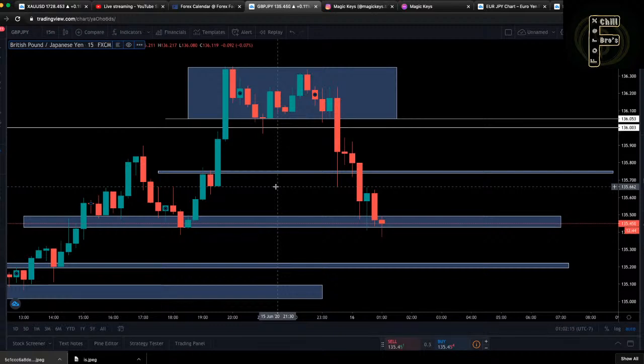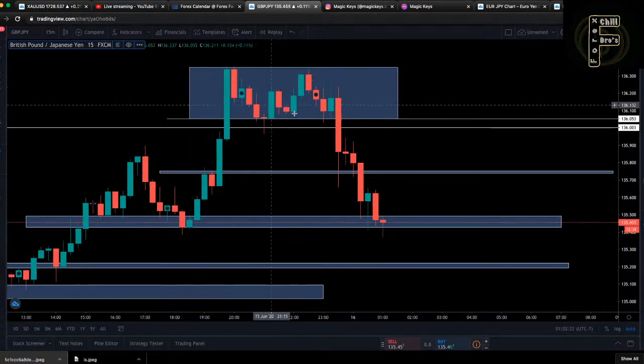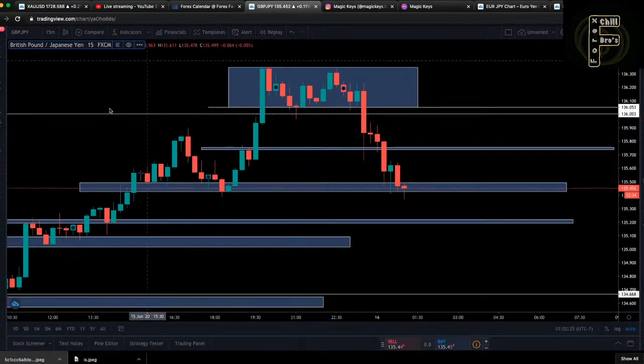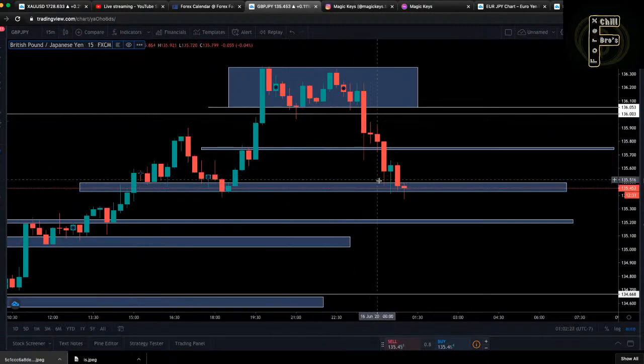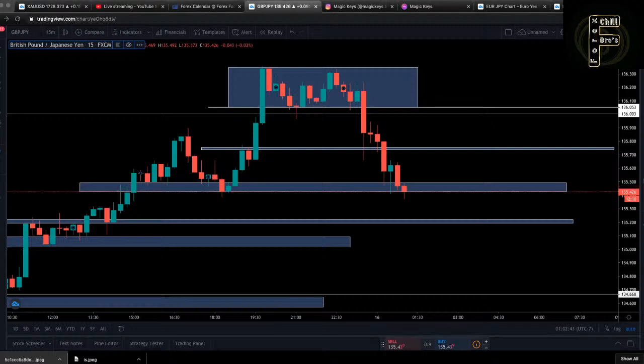Just wait. It broke the low of this. You just have to wait and see how the trade plays out. Like always, wait for confirmations to take a trade.